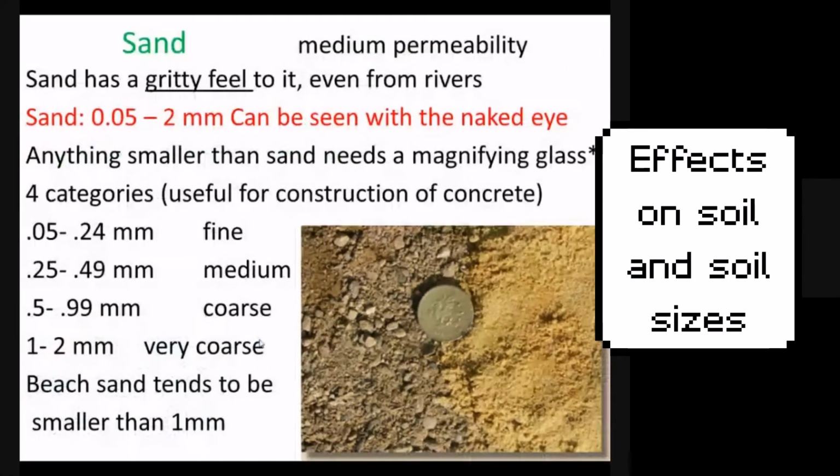Sand is smaller than gravel. It ranges in size from 0.05 to 2 millimeters. There are different categories of sand, ranging from fine to medium to coarse to very coarse, but in general, sand can be seen with the eyes. It can be picked up by wind, but doesn't go very far. And it generally can be moved by water very easily.